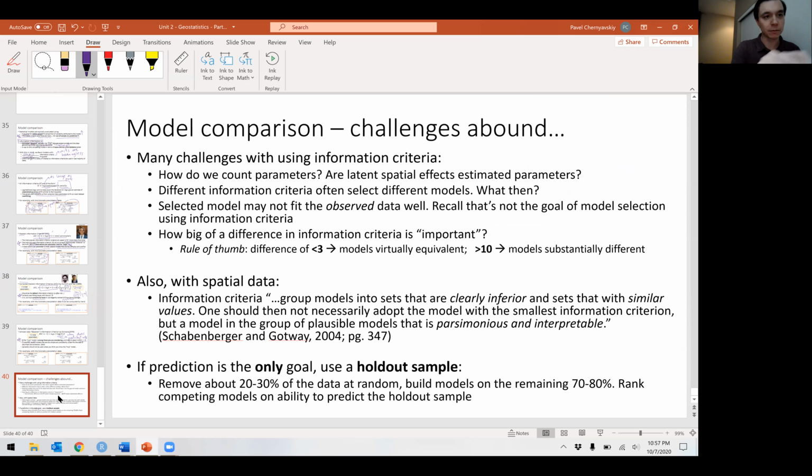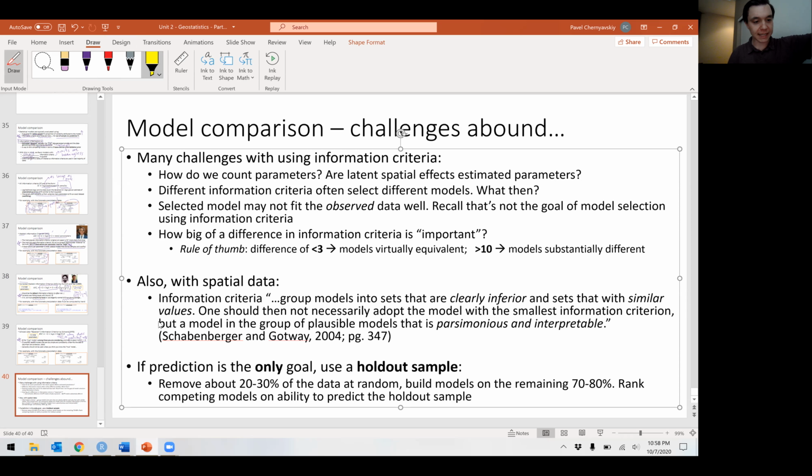So there's something interesting that I found in one of the spatial books that I used to help me prepare for a course. The information criteria tend to group models into sets that are clearly inferior with similar values. So one should not necessarily adopt the model with the smallest information criterion, but a model in the group of plausible models that is both parsimonious and interpretable.